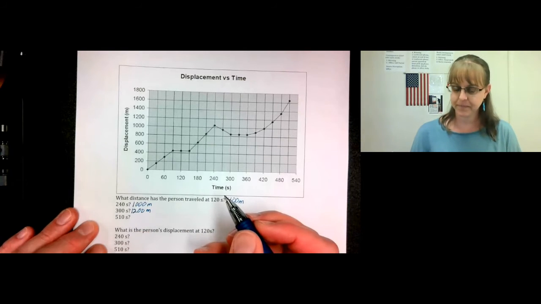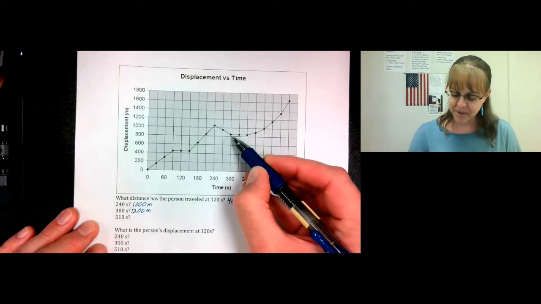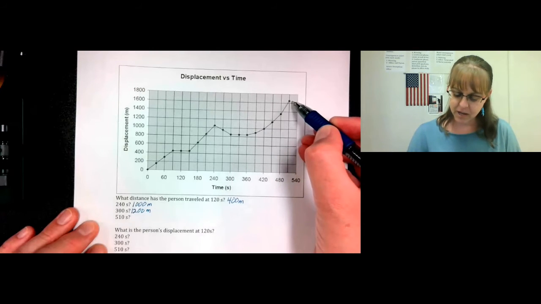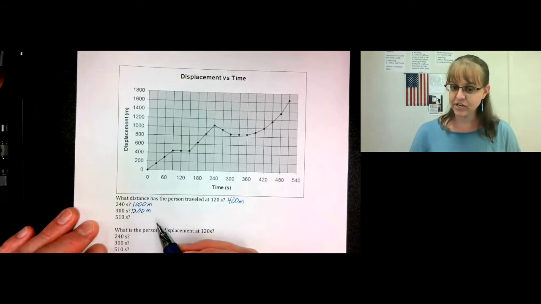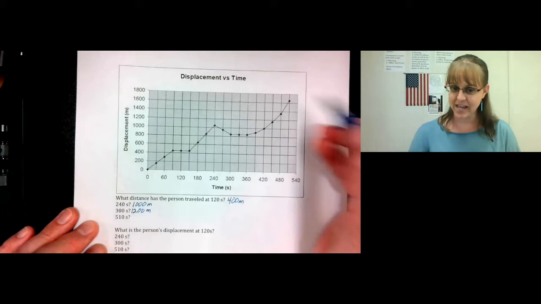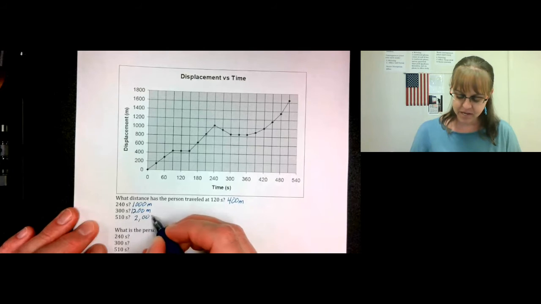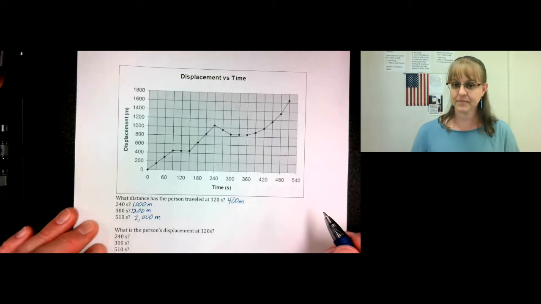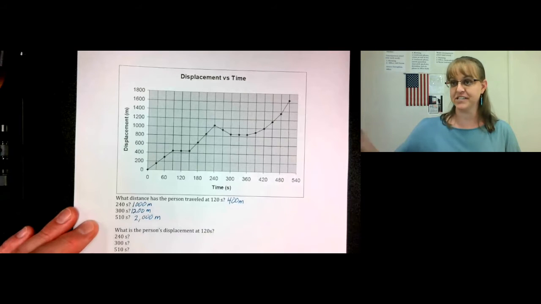1,200 meters. At 510 seconds, we have gone from 800 meters up to 1,600. So that's an extra 800 meters. So we have the 1,200 we already traveled plus an extra 800 for a total of 2,000 meters. Remember, distance adds together every segment.